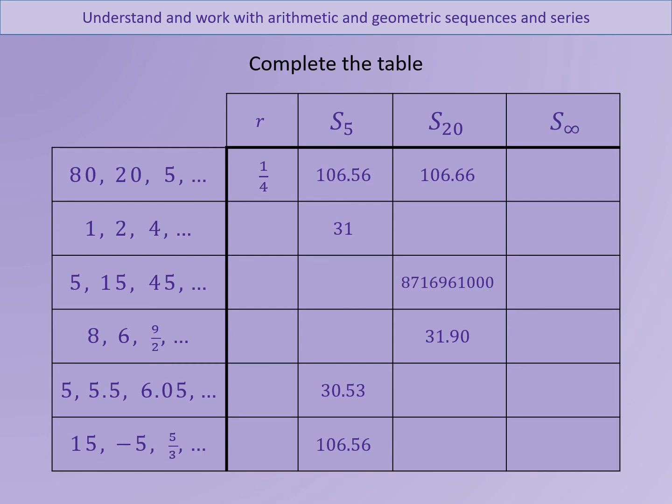So filling in some of these values, we can see the common ratio each time. We have 1/4, 2, 3/4, 1.1 and minus 1/3. Remember that to find the common ratio, if you take any term and divide it by the term before it in a geometric progression, this will give you the common ratio.